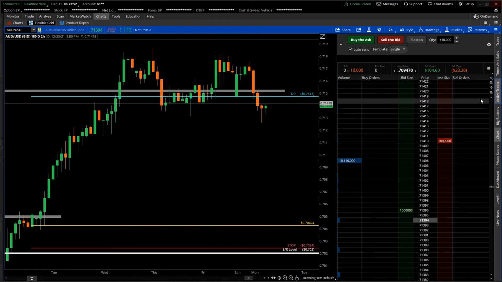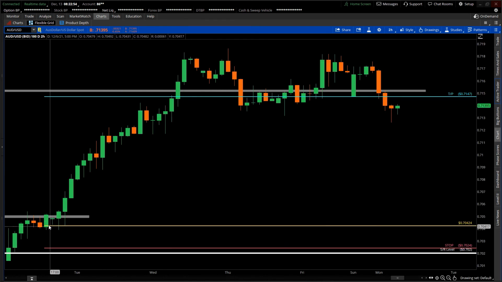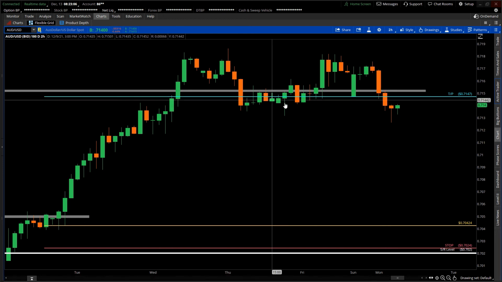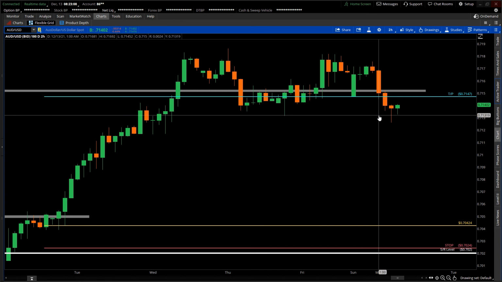So my entry was right here at this candlestick, and this was on December 6th. And I closed, well, the trade closed me out right here on December 13th. So this was about a week's worth of trading. This is the longest time for me.